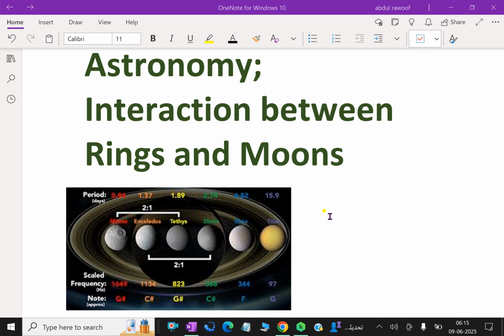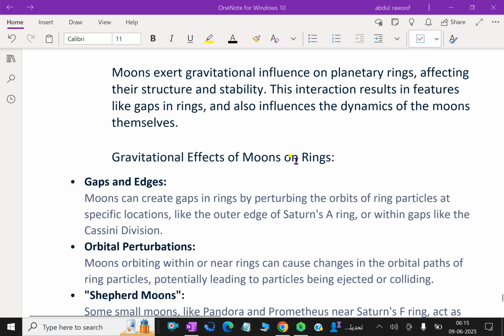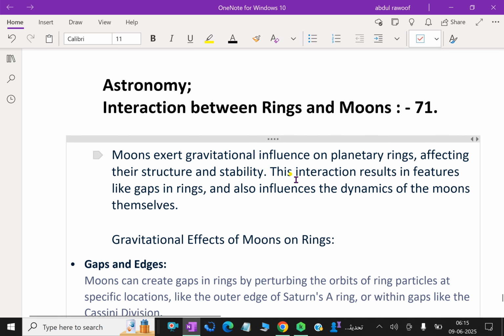Now we'll discuss further the interaction between rings and moons. Most moons exert gravitational influence on planetary rings, affecting their structure and stability. This interaction results in features like gaps in rings and also influences the dynamics of the moons themselves.